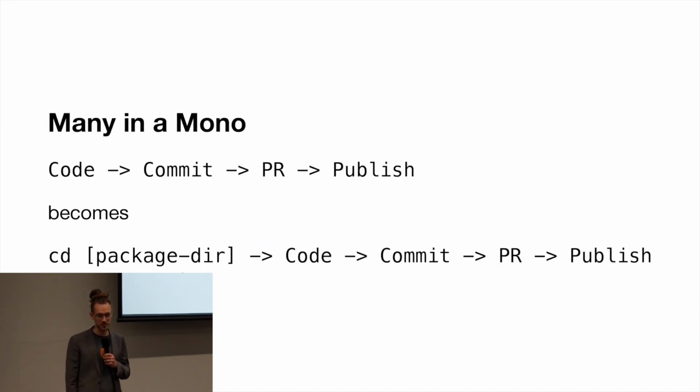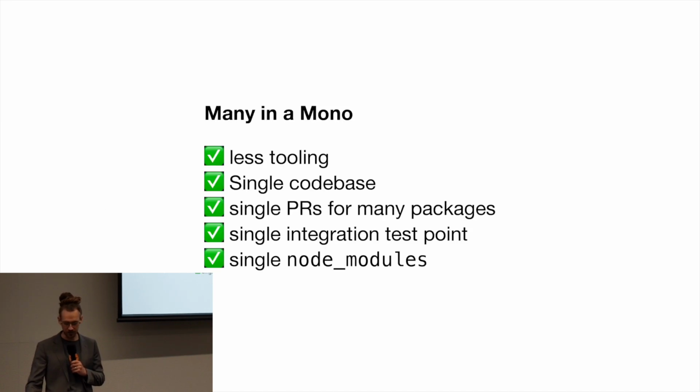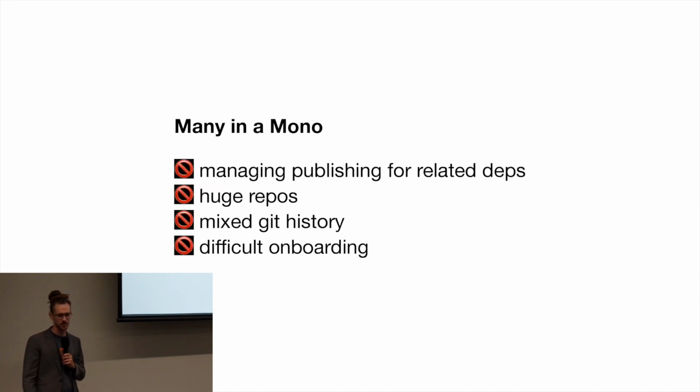One strategy to reduce the tooling is to do a many-in-mono strategy, where you have one monorepo, but you treat each individual folder for a package as completely independent. You go in and manually run your code, commit, PR, publish process for each folder, but still have it in one Git repo. The only difference is you just have to cd into that package. It works. You get some of the benefits, but it drags along some of the cons with it. So there's better ways to do it. Yeah, less tooling, and then you get the other benefits from monorepo. Managing the publishing is still a pain though. It's still manually publishing each version.